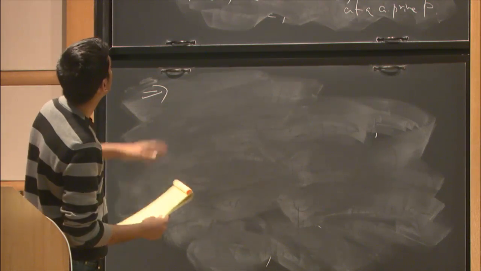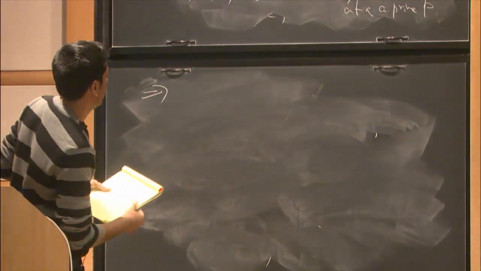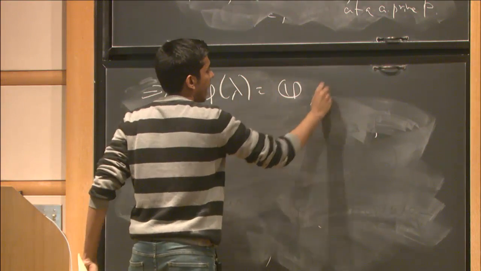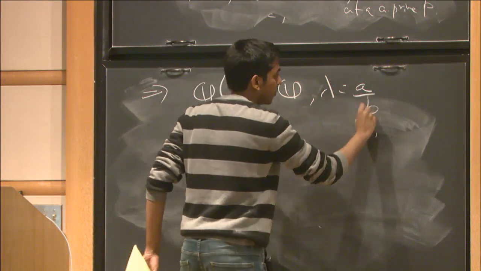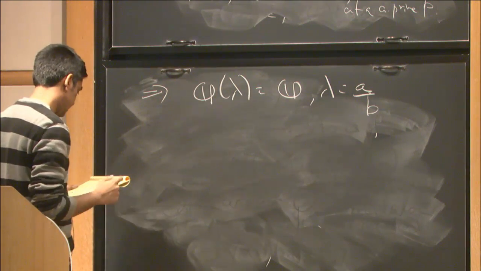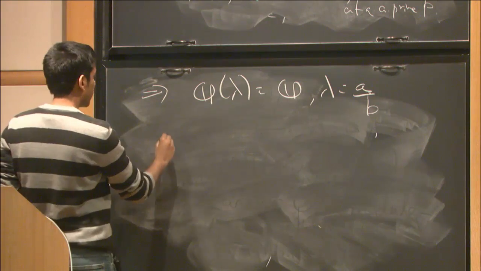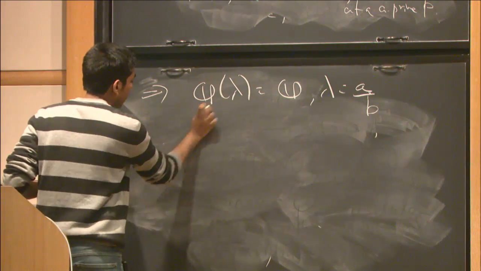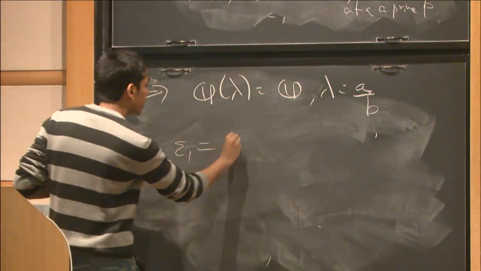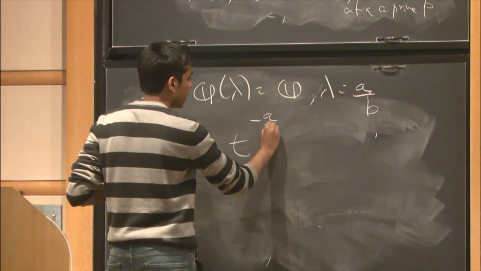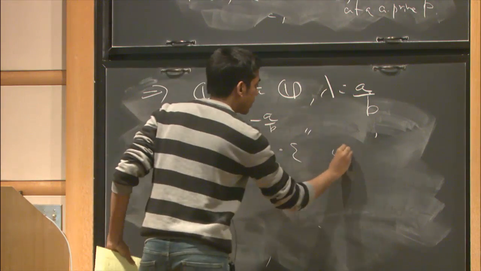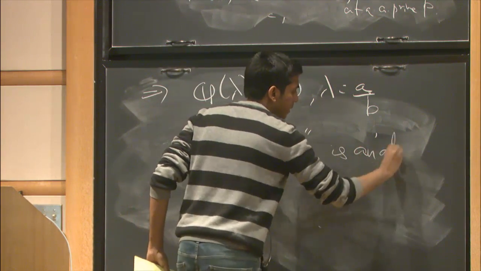So given this, Q(lambda) equals Q, and so lambda is going to be a over b, where a and b are integers. Now look at epsilon 1. Choose a different section, which is going to be t to the minus a over b times epsilon. I'm going to put this in quotes. It is going to be an algebraic solution.